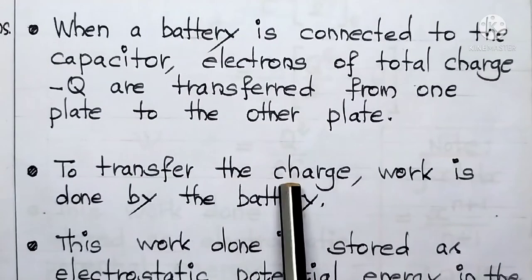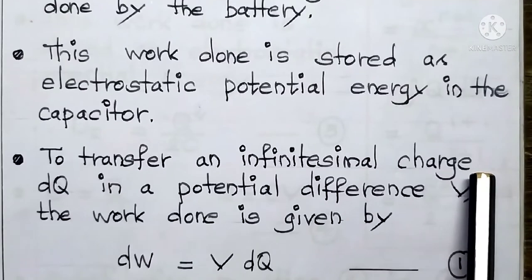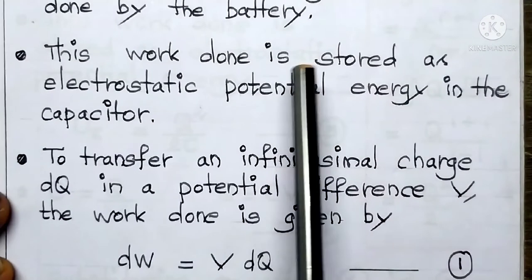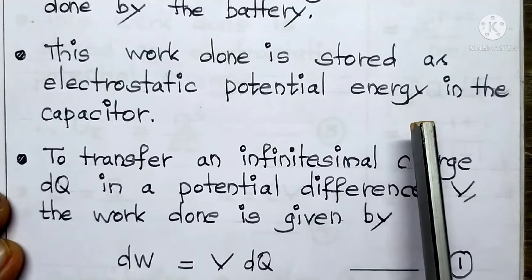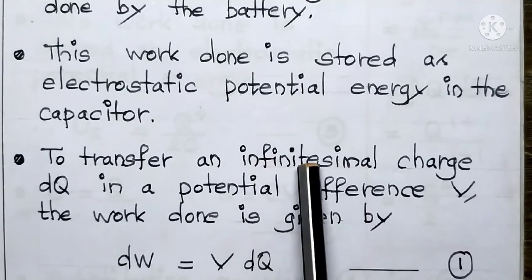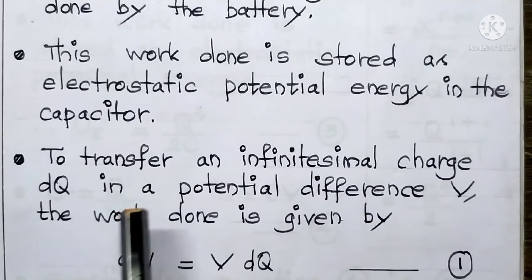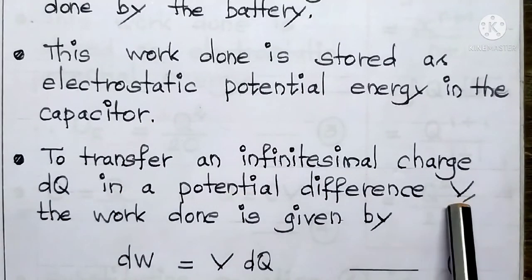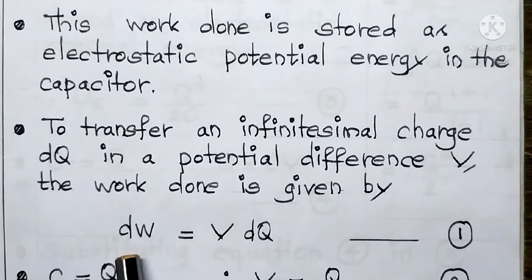To transfer the charge, work is done by the battery. This work done is stored as electrostatic potential energy in the capacitor. To transfer an infinitesimal charge, that is a very small charge dq, in a potential difference V, the work done is given by dW is equal to V dq. Let this be equation number 1.